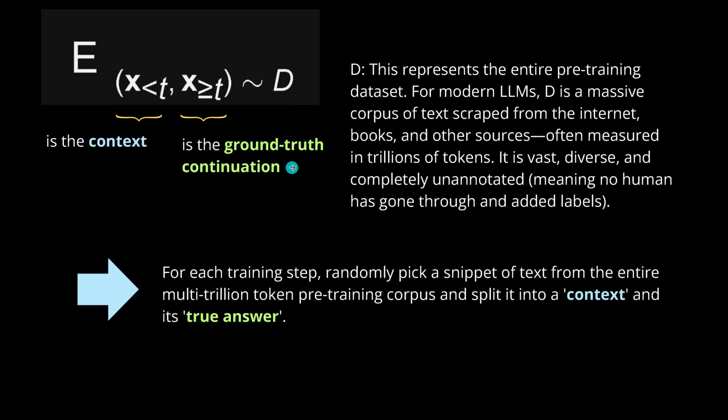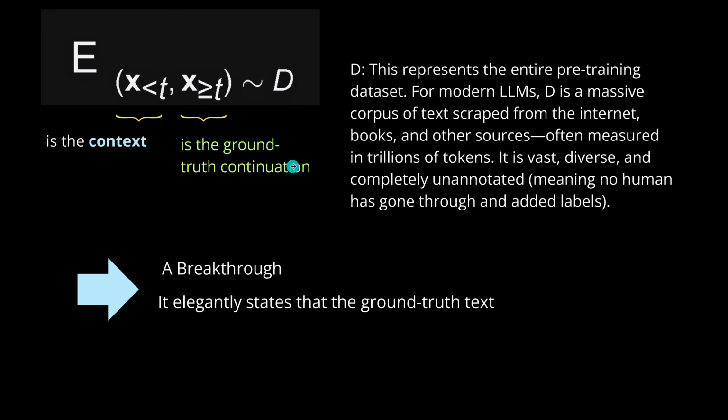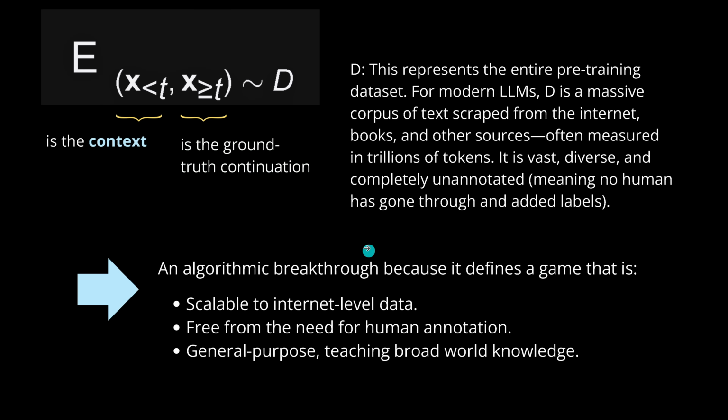So you assume that every sentence, let's stay with words and sentences, every sentence we extract now from the internet is correct and has a context and a ground truth continuation, and there's no BS anywhere in the world. Great. If you see it through this lens, this is a breakthrough, no? Because it elegantly states that the ground truth text itself, meaning the internet, is now the source of the reward that we can verify. So if you want, it is kind of an algorithmic breakthrough because you can scale to internet-level data sources. It is free from any human annotation, and you have a general purpose idea you can train on every knowledge domain in the world.